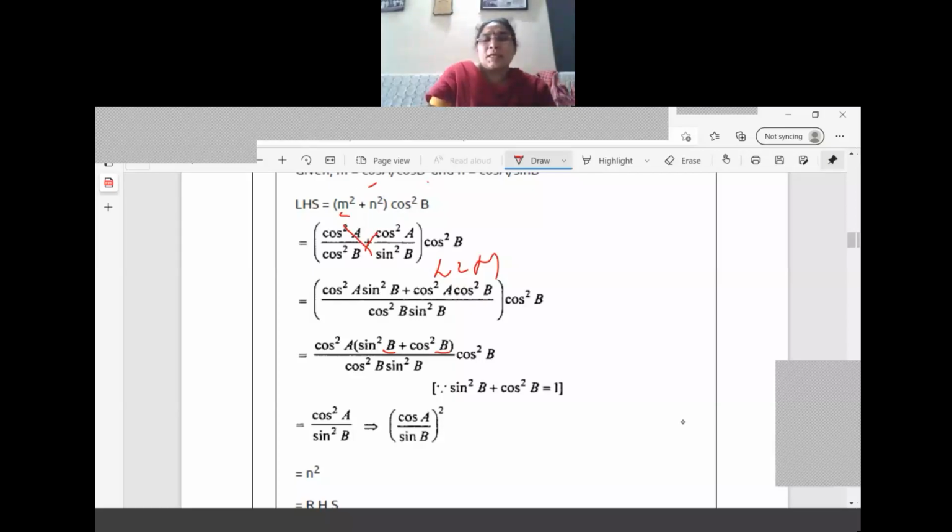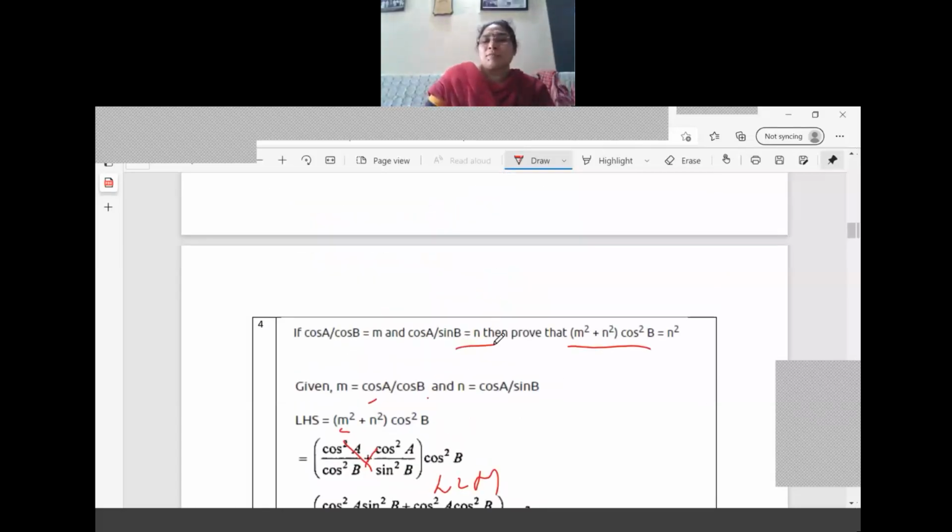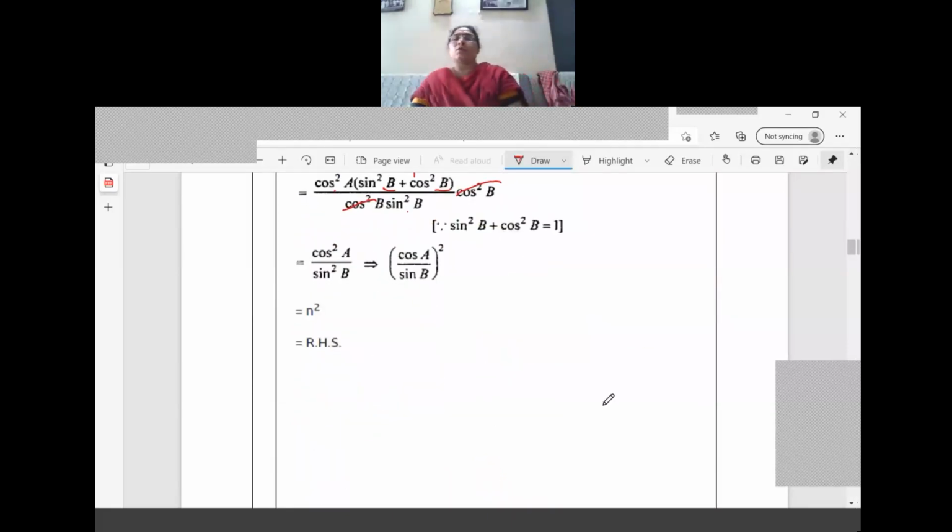So what happens here? Cos square A is coming, then sin square B is coming. What about cos square B? Cos square B gets cancelled. So here it is also equal to 1. So cos square A by sin square B is coming. That means cos A by sin B whole square. If you check, that value equals n. So it is equal to n square.